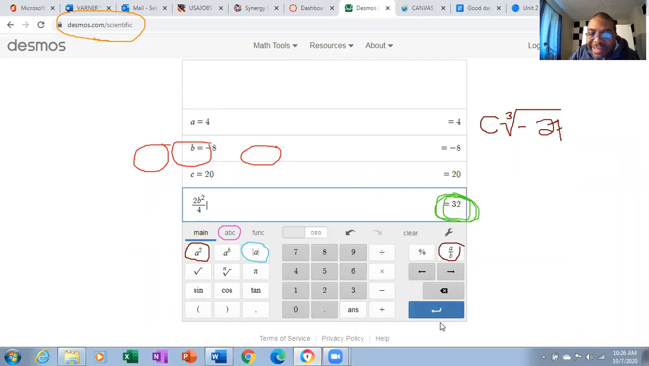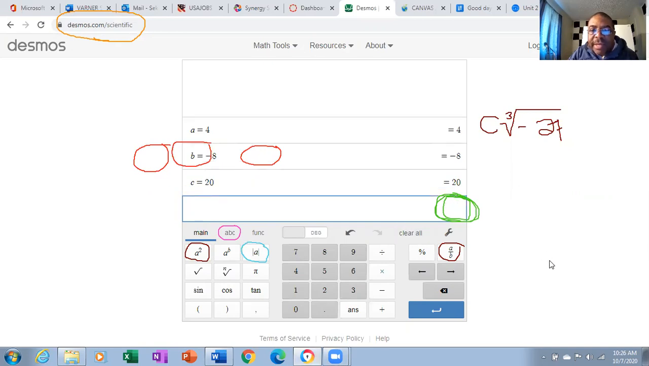And I'm just going to hit this button right here. Or I can hit clear. And if I hit clear, it'll just clear this bottom part. Now, if I hit clear all, it gets rid of all of this. And I want to keep the A equals 4, B equals -8, C equals 20. I want to keep the variables and their values. So I'm not going to hit clear all. But now we're going to do C times the cube root of -27.